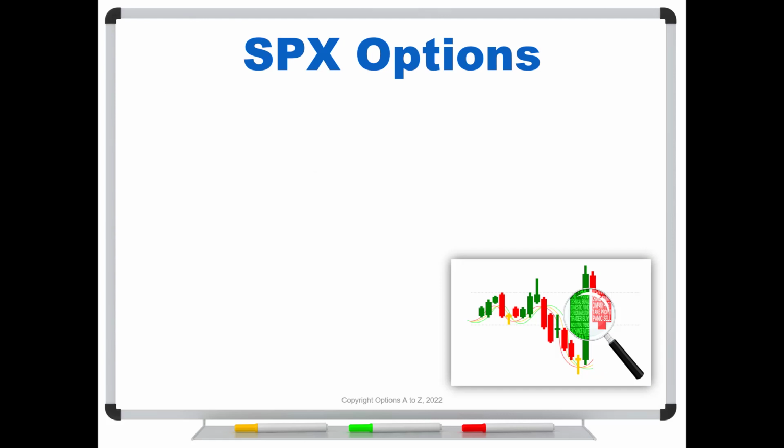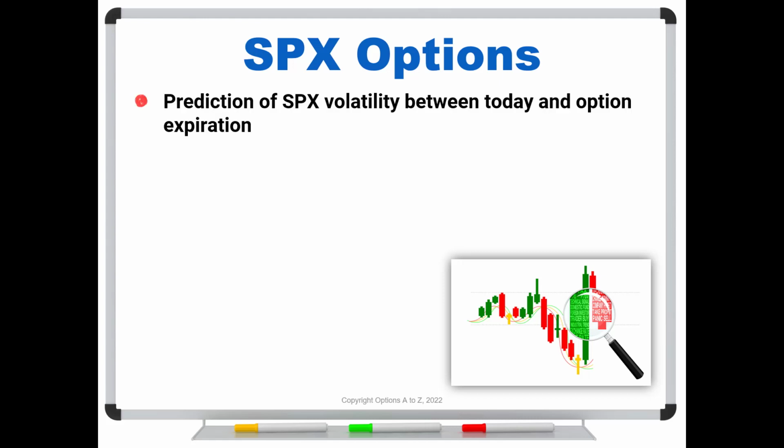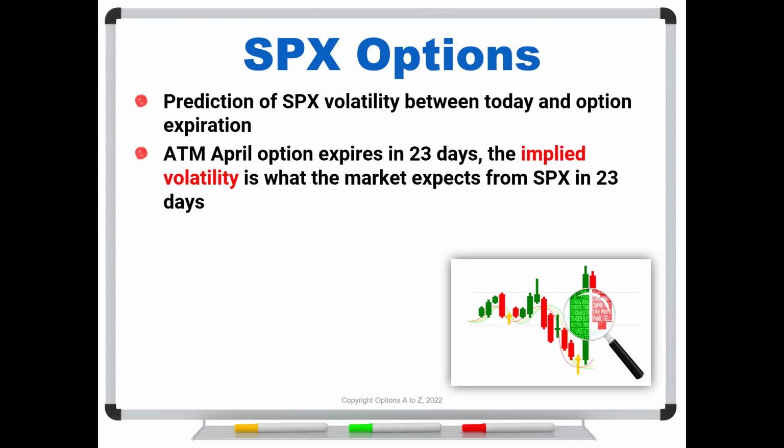Now let's jump over to the SPX options. If you are trading an SPX option, it is really a prediction of the SPX, again, the S&P 500 volatility between today and option expiration. It's not just a 30-day window. It's between today and whatever the expiration date happens to be. So let's say we have an at-the-money April option that expires in, let's say, 23 days. The implied volatility of that option is what the market expects from the SPX in 23 days.